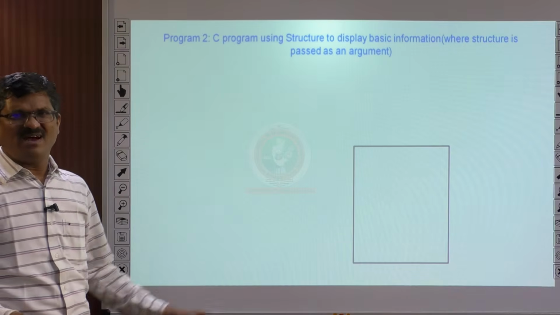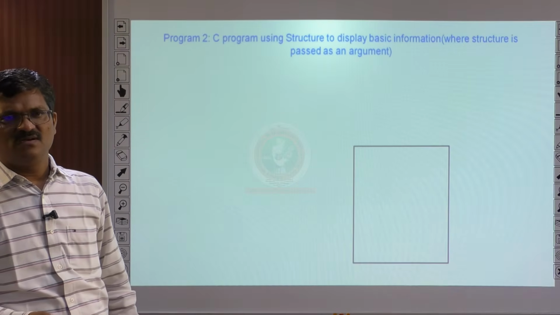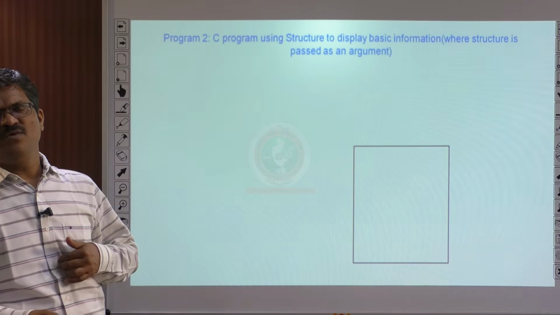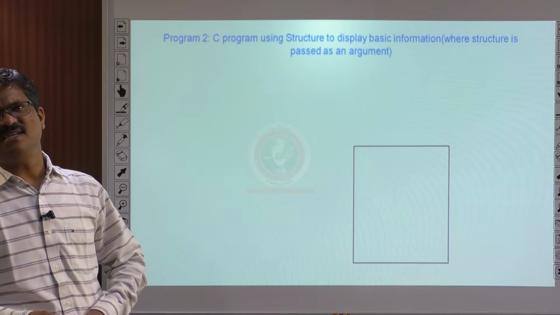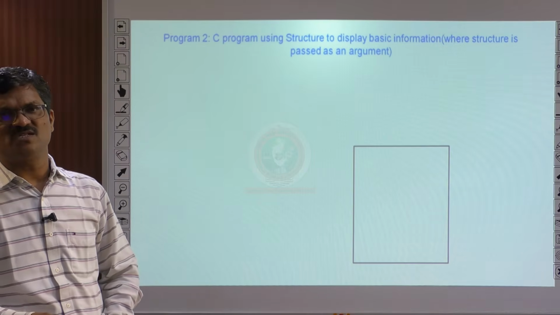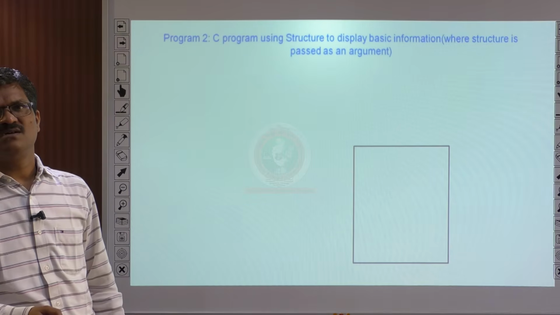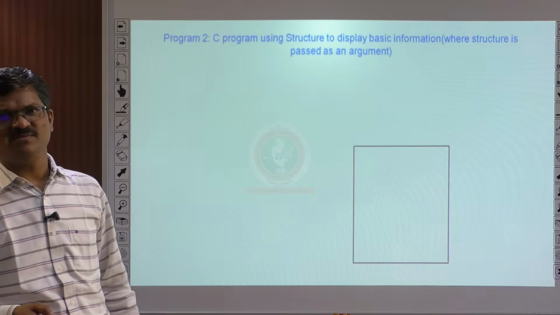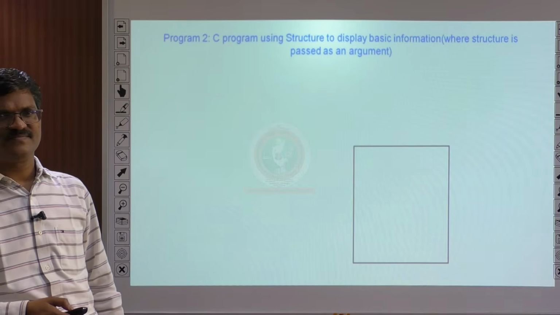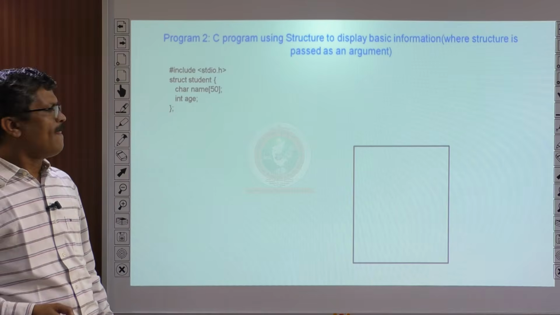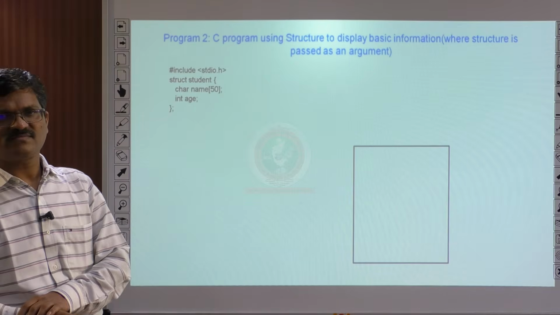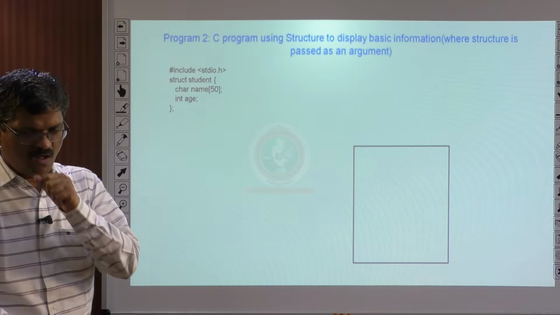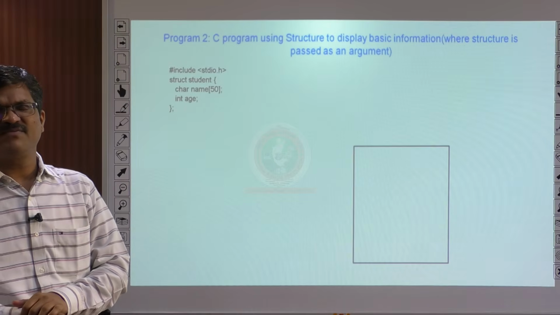In the same way, another simple program using structures to display basic information, but here we pass the structure as an argument to the function. So we make use of structures in functions. How to pass structure to the functions? To demonstrate that concept, we are considering one simple example, wherein we declare a struct student again, including a few members like, sorry, name and age of a student.